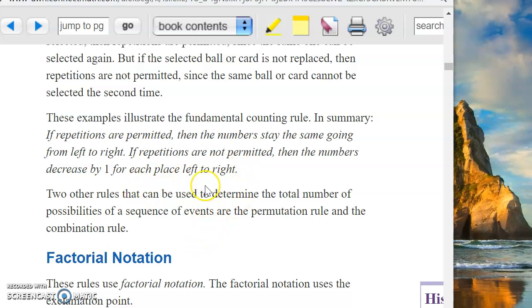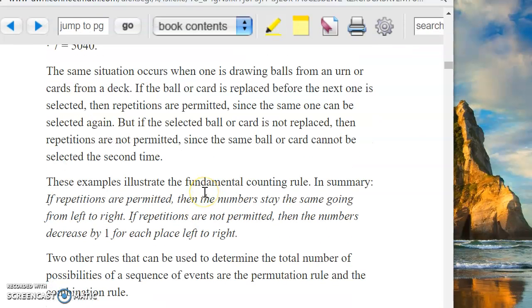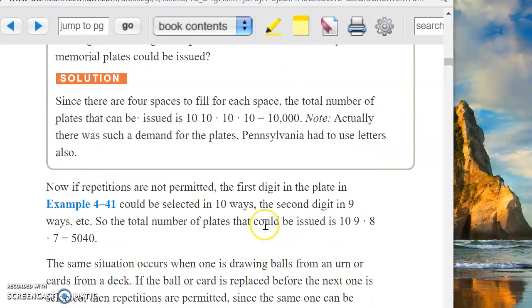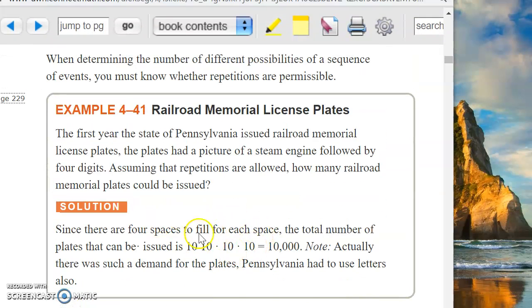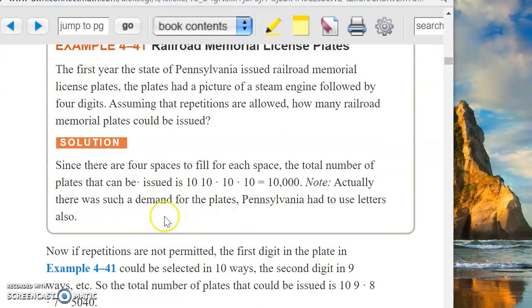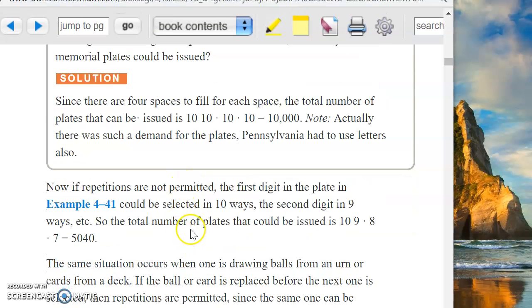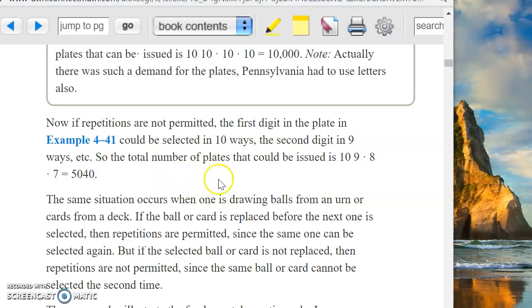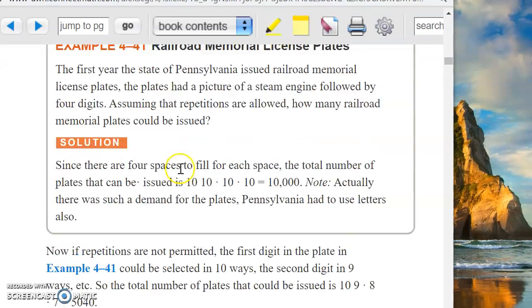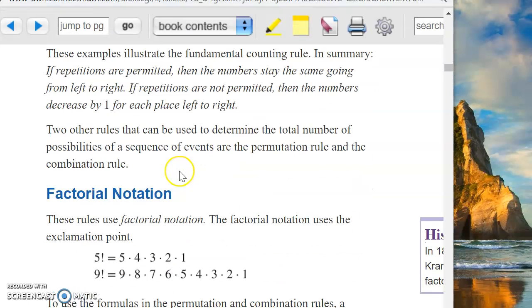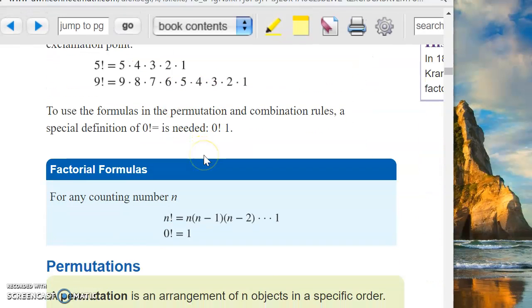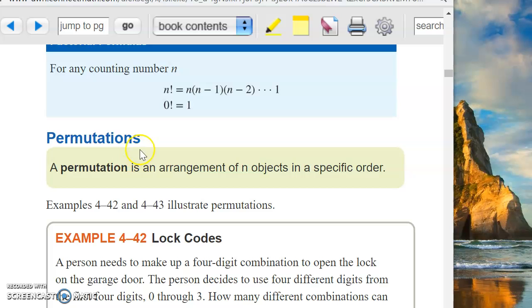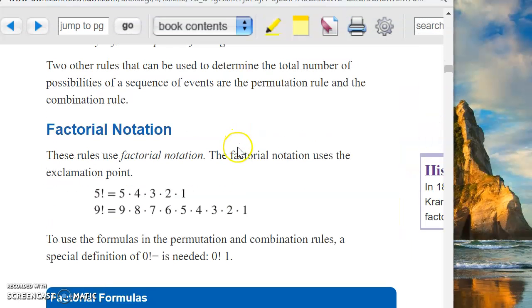Now, in my humble opinion, I don't like memorizing rules. I think if you memorize this rule, you're going to forget it in a moment of stress. Just think about it and recognize that, of course, if I don't have repetition, every time I pick something I have 1 less to pick from in the next little box. All right, so that's the fundamental rule, and that's the end of this video. Next, we're going to talk about these other concepts of permutations and combinations. I'll get to that in the next video.